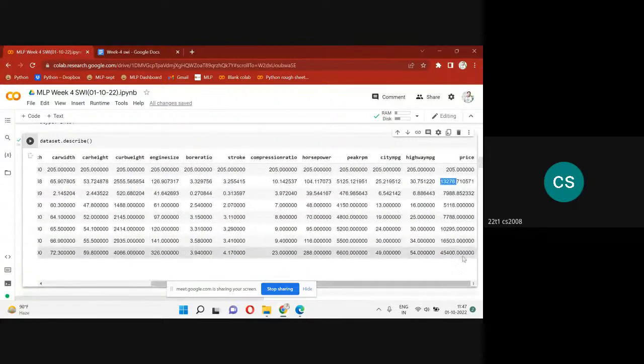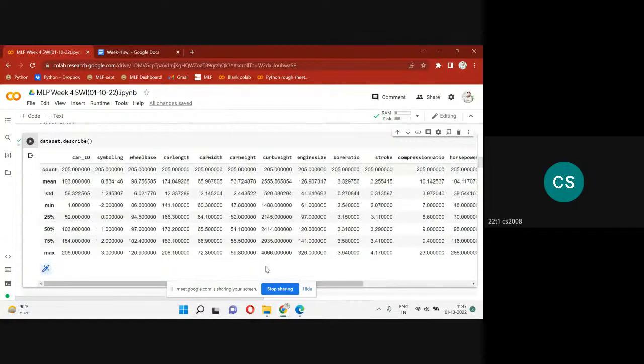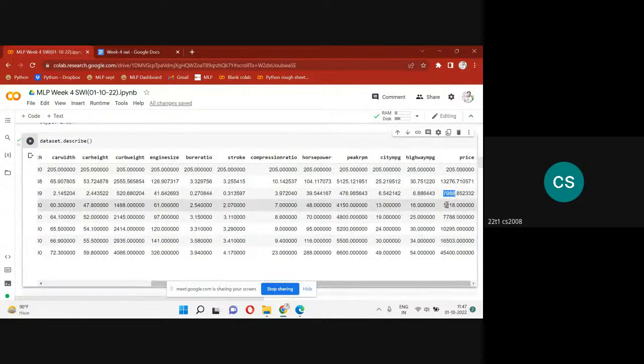It is $45,400. Okay, and the minimum price of a car is 5,118, sorry, just the row below this one. Yeah, 5,118 is the minimum price of any car, any auto. Okay.